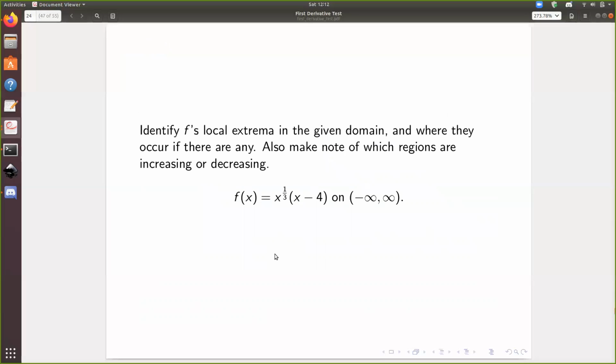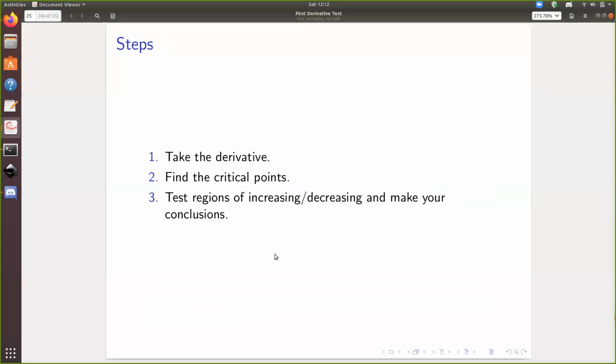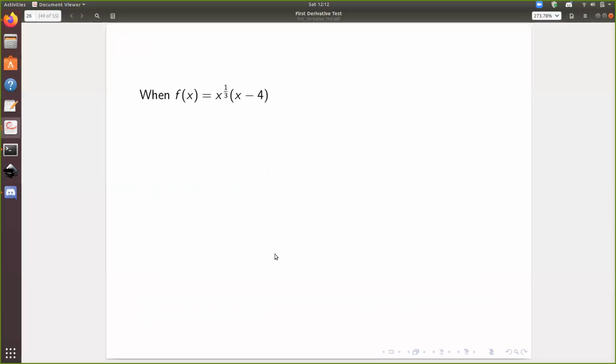All right, here's a slightly more interesting example. Here is x to the third times x minus 4. Same question, same deal. Here are our steps: take the derivative, find the critical points, then test regions of increasing/decreasing, and then we'll make our conclusions. So here's our function.